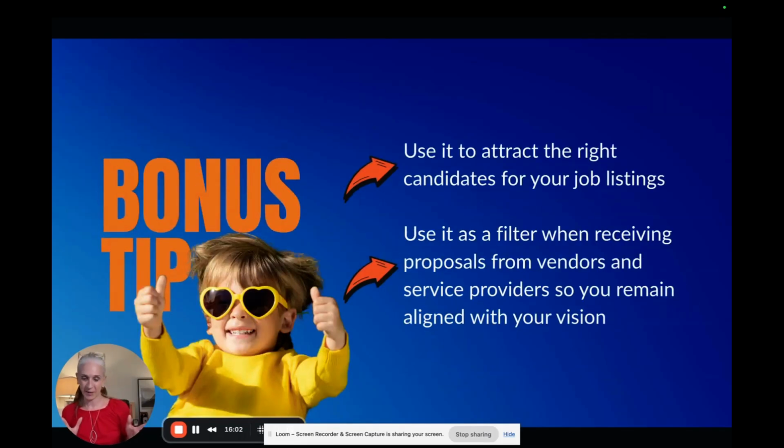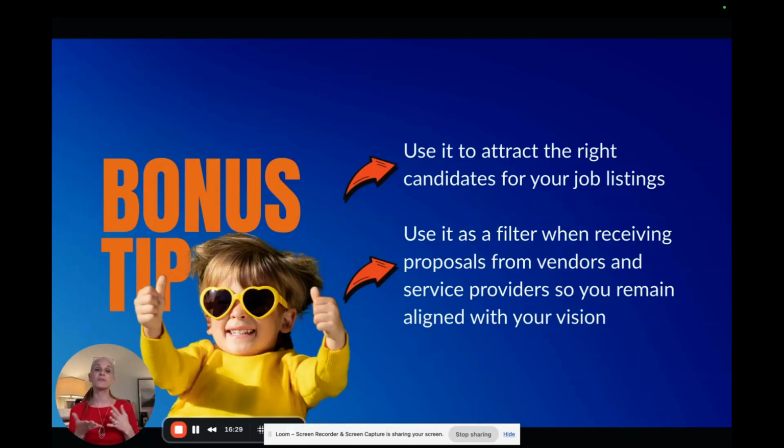Okay, so bonus tips. I love bonus tips, don't you? You can use it to attract the right candidates for your job listings. So say you need to hire a sales rep, you can infuse your ideal client profile, because it aligns with your business core values and your beliefs, into your job listings. You can say, this is the type of person we serve. This is the role requirements. Put that into your framework and build your job listing.